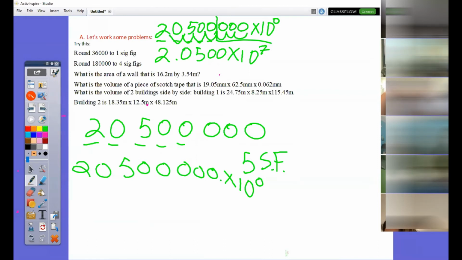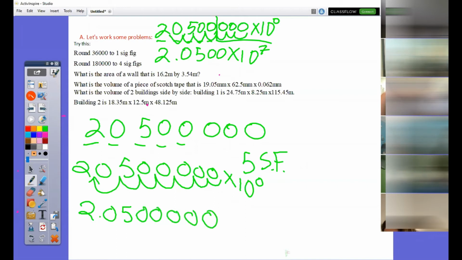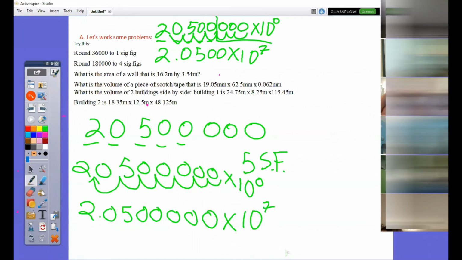I'm now going to move my decimal place 1, 2, 3, 4, 5, 6, 7 powers of 10 to the left, which makes my number smaller. Now I'm going to write all those digits again: 2, 0, 5, 0, 0. Because I've made the left side of the number 7 powers of 10 smaller, I have to make the right side of the number 7 powers of 10 bigger to balance it out. So that becomes 0 plus 7, or 10 to the 7. That's scientific notation. Everybody should be comfortable with it.